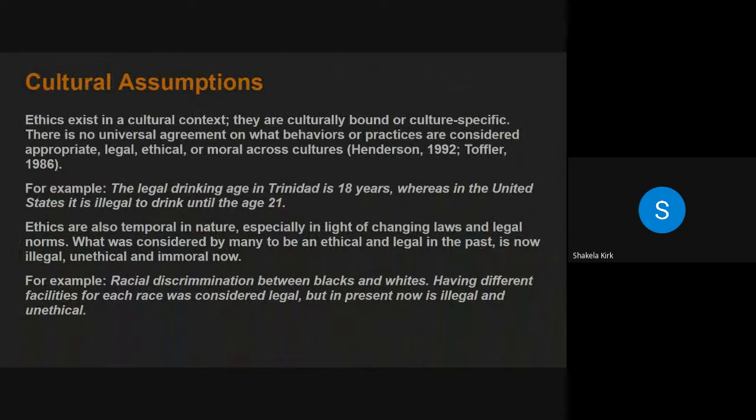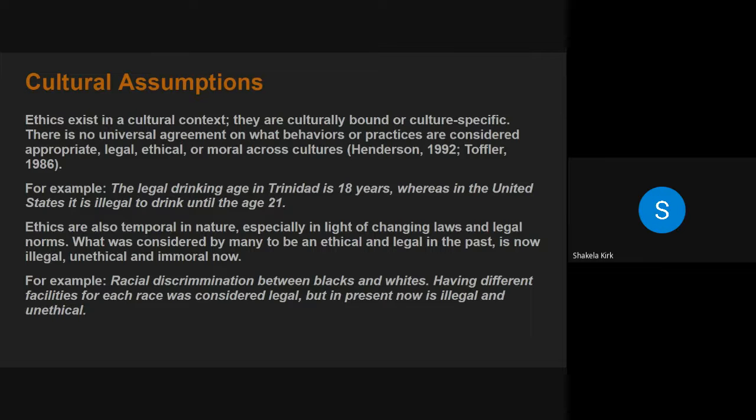So, some cultural assumptions and ethics. Ethics exist in a cultural context. They are culturally bound or culture specific. There is no universal agreement on what behaviors or practices are considered appropriate, legal, ethical, or moral across cultures (Henderson, 1992; Toffler, 1986). For example, in Trinidad and Tobago, the legal drinking age is 18 years, whereas in the United States it is illegal to drink or consume alcohol until the age of 21.